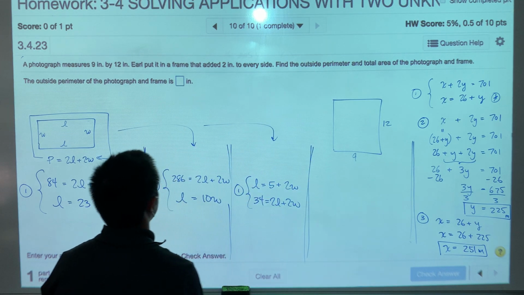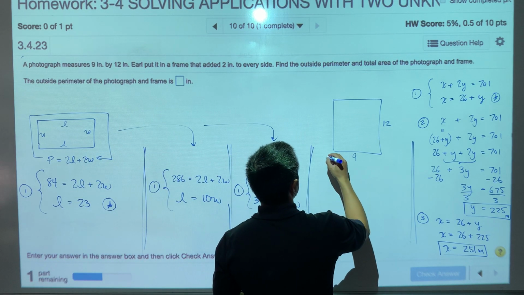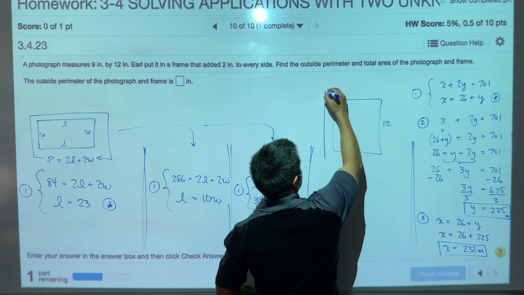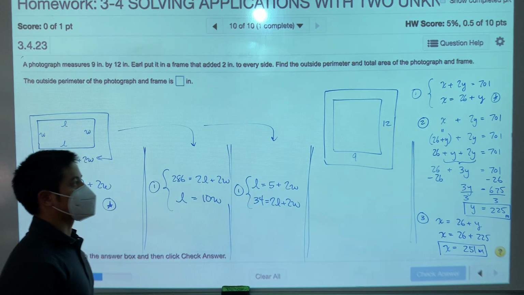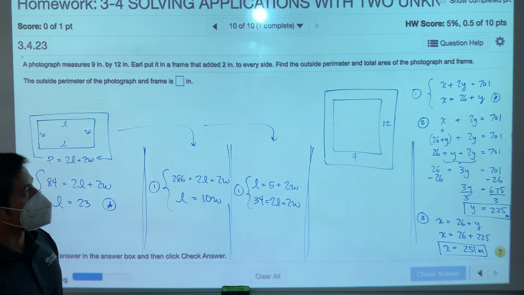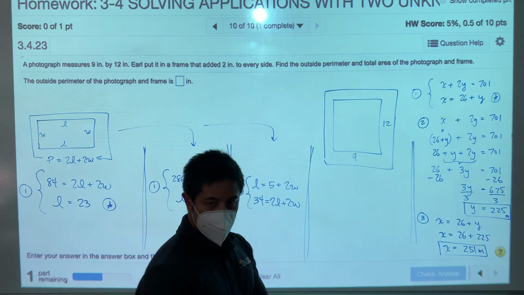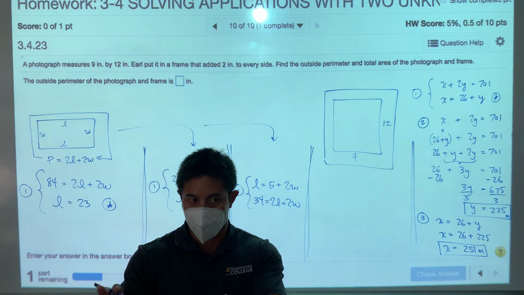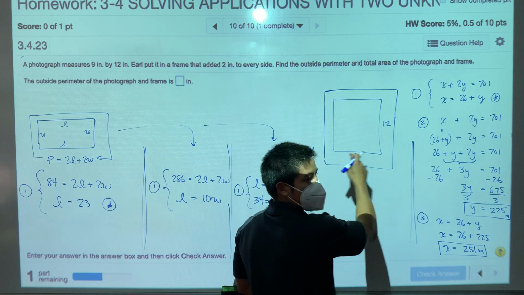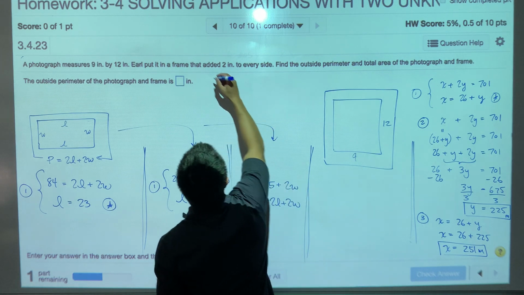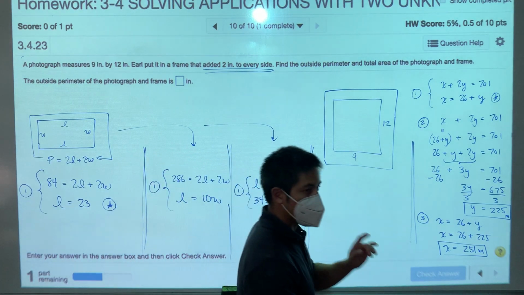Earl put it in a frame that added 2 inches to every side. So, in other words, this picture went into a frame that added 2 inches to every side. Find the outside perimeter and the total area. Well, maybe I might actually have to do this with you. Let's look at this. It added 2 inches to every side. Let's just focus on this bottom side. You guys with me? The frame added 2 inches to every side. That's a very important detail.